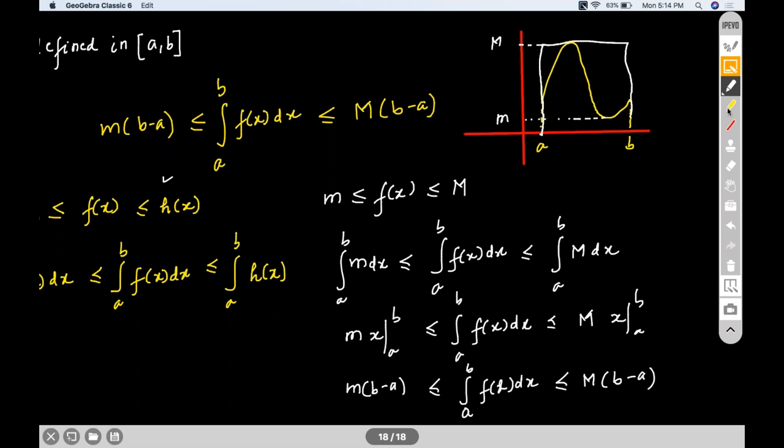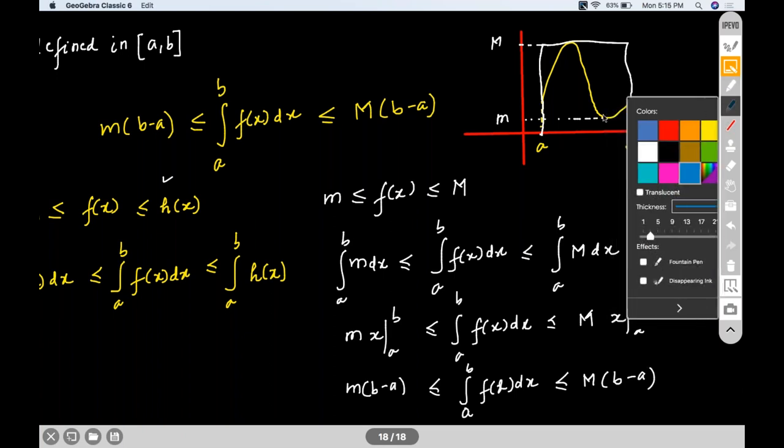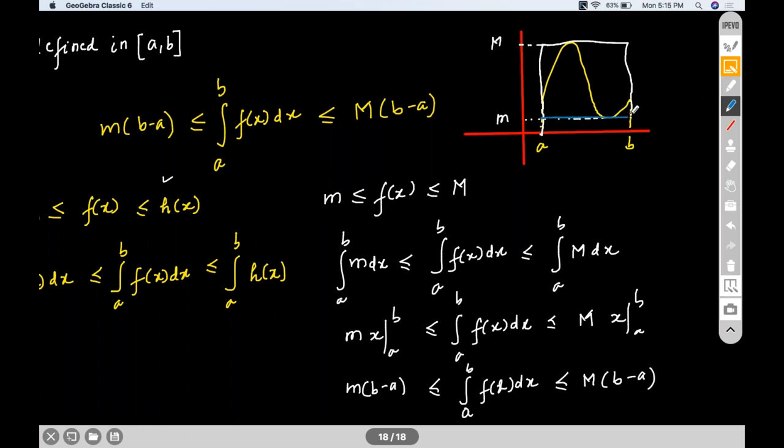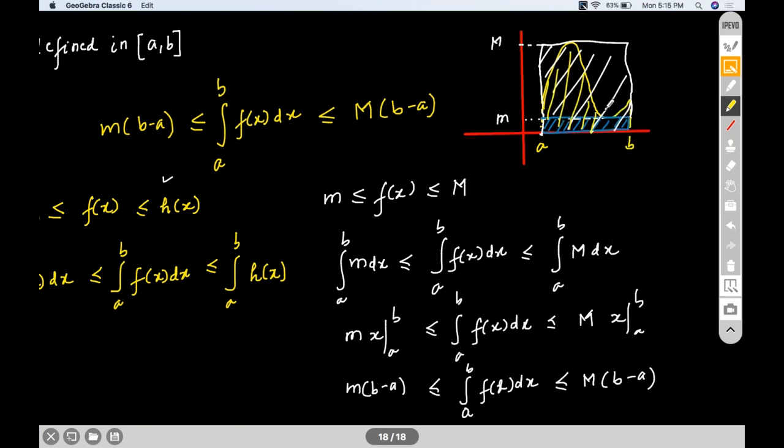And if you make a rectangle like this, let me change my pen color to blue. If you make a rectangle like this, this area will always be blue area. And let me do it as white area, and let me make a yellow area also. So what it's trying to say is that the white area will be greater than the yellow area and the yellow area will be greater than the blue area. This is what this inequality tries to suggest.